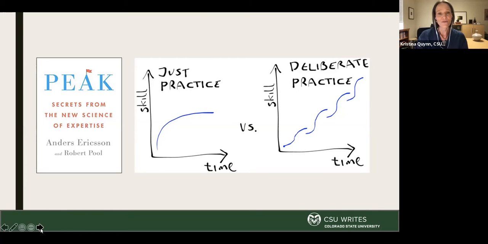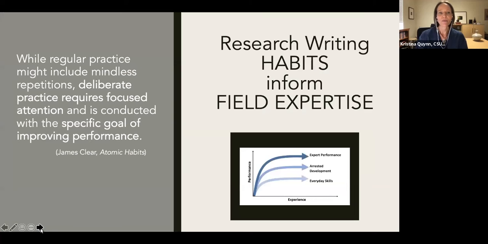Summary and paraphrase force us to consider how it is that we're reframing and writing what others have written before. And so it's one of those places where I think it's a place of deep practice. James Clear just reminds us that it's not mindless repetition. Deliberate practice requires focused attention and is conducted with a specific goal of improving performance.